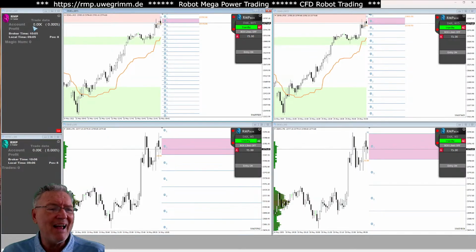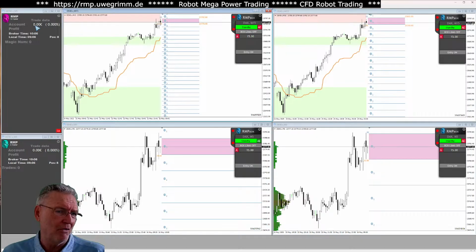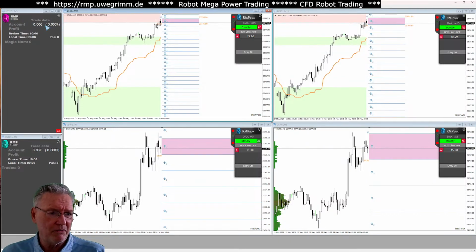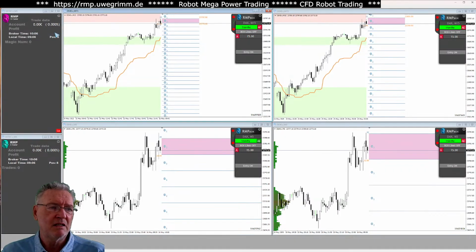So we neither made a win nor a loss. You see, we are at 0.0. This account state is the win or loss in money and in percentage of today, and profit, this one, there is nothing at the moment. This is the trades which are active. So there are no active trades.